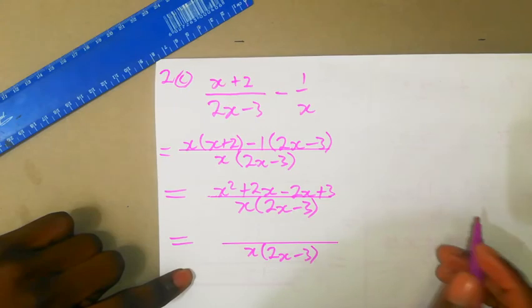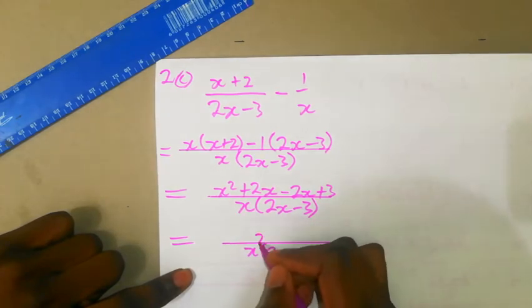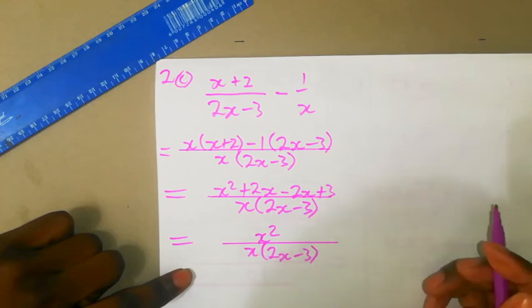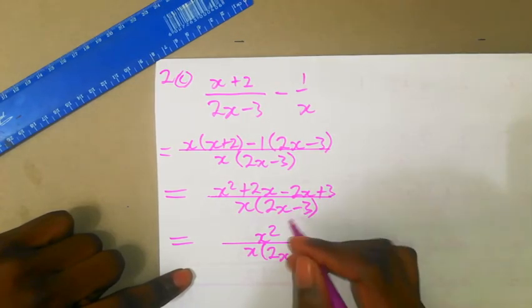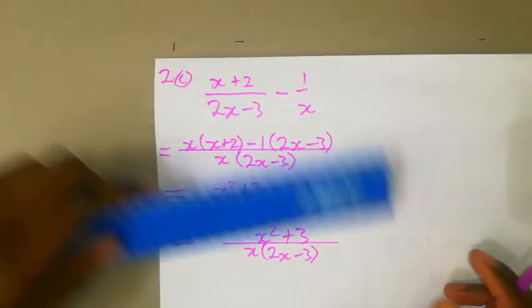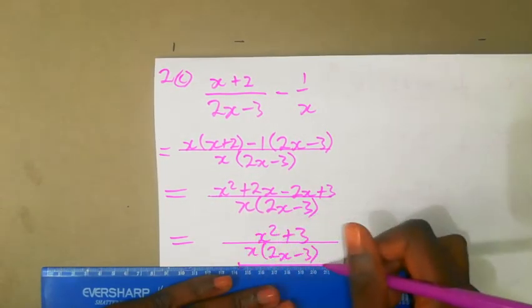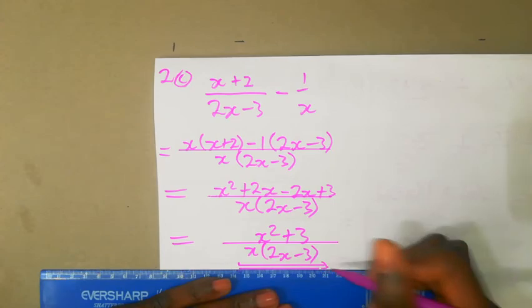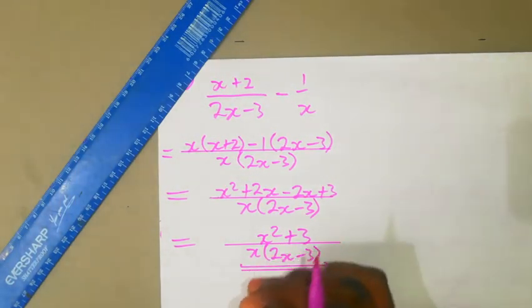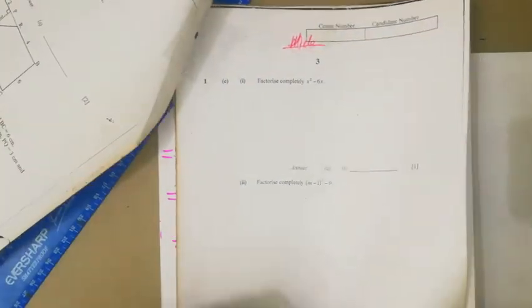I'm now moving to my final answer. So I've got x squared, then 2x minus 2x, that's 0. So I'm left with that plus 3. This is my answer. I'm done with that one. This is my November 2014.